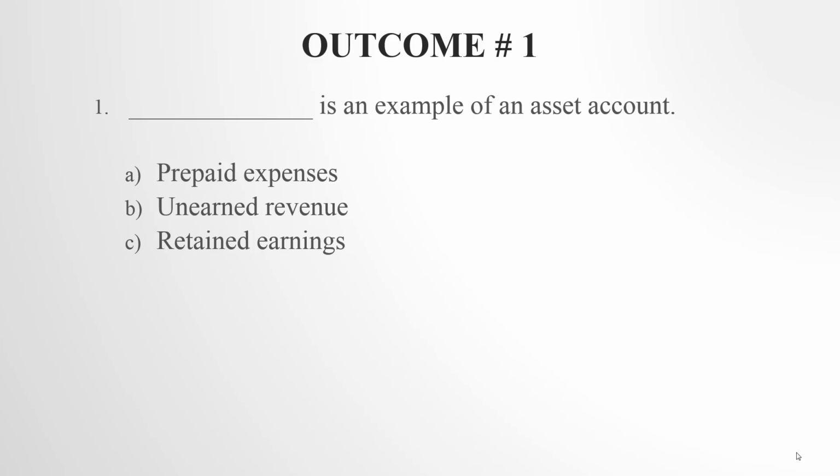Let's start by looking at the first problem under the first outcome. Blank is an example of an asset account. Well, in order to answer this question, we should know what all these 3 choices mean. Let's start by looking at unearned revenue. Unearned revenue is when a company receives cash, but the service has not been provided yet.